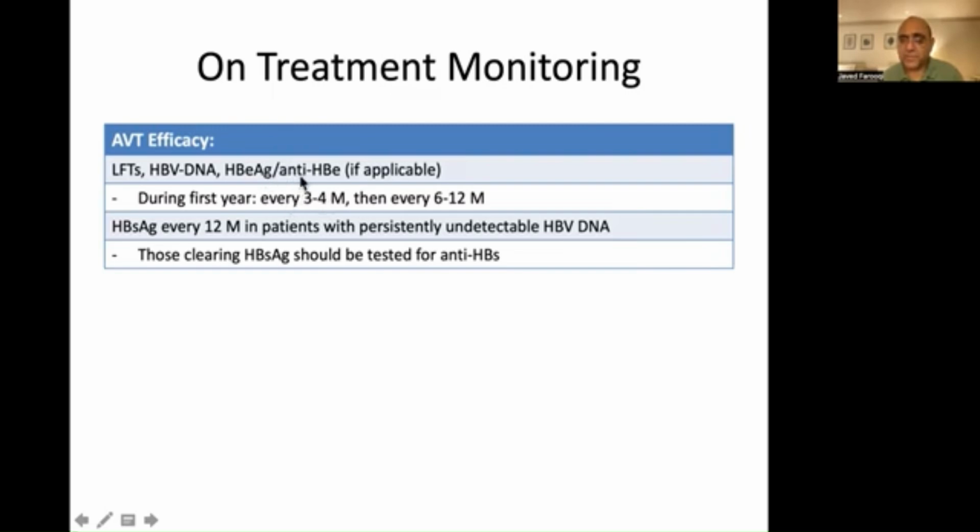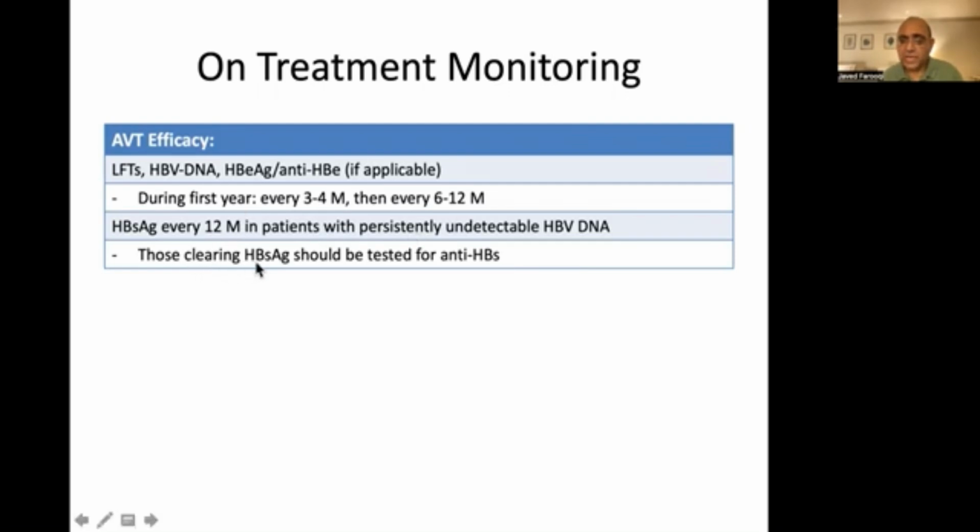And after we get these parameters, we check them every 6 to 12 months, and it is a lifelong checking of these investigations. The HBsAg every 12 months in patients with persistently undetectable HBV DNA. If a patient is in the second or third year of antiviral treatment and the DNA remains negative, ALT remains normal, and the E antigen remains undetectable, then it is better to check the HBsAg status at least annually to see if the patient is going to lose the HBsAg or not.